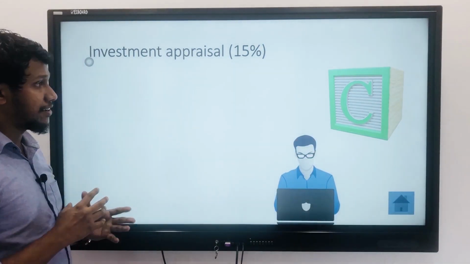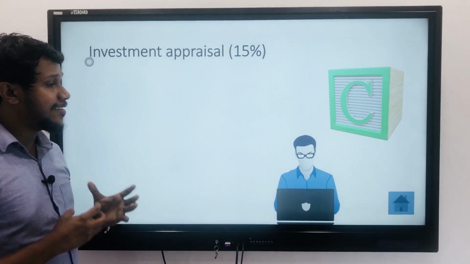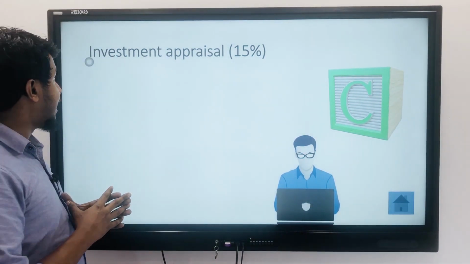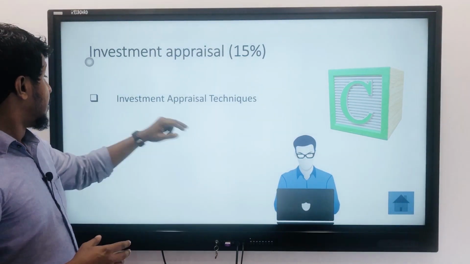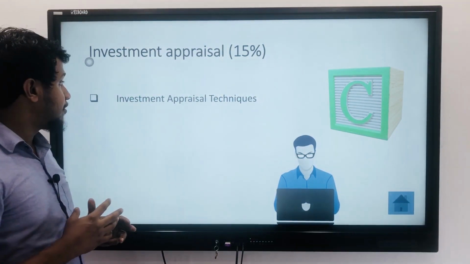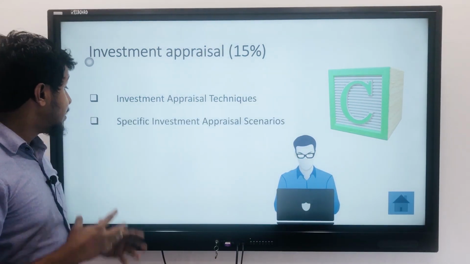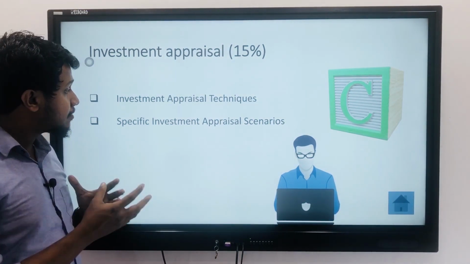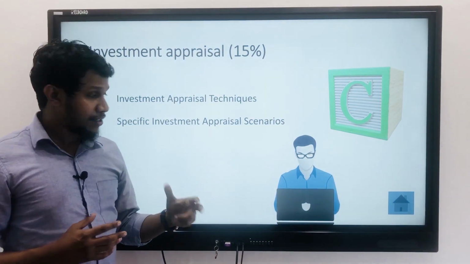So part C is a very interesting area. Normally we are familiar with the NPV method, IRR, those kinds of things. So here we are going for advanced investment appraisal scenarios, not the basic things. Here we are going for the advanced techniques that we can follow, the investment appraisal techniques we can use, and specific investment appraisal scenarios based on practical situations, how we are going to take this kind of decision. So it is very important.